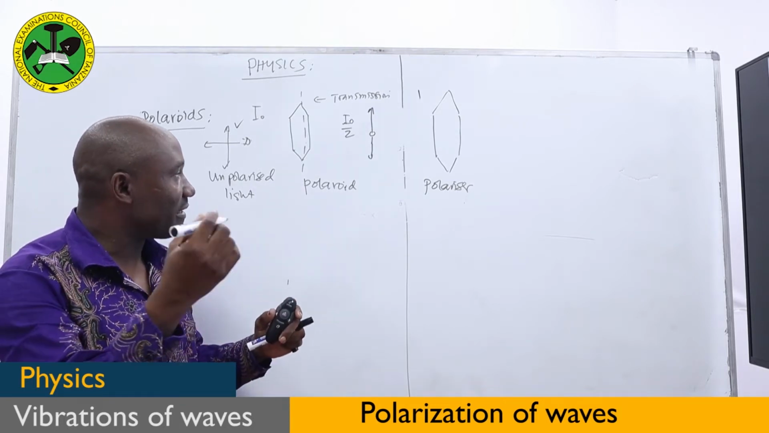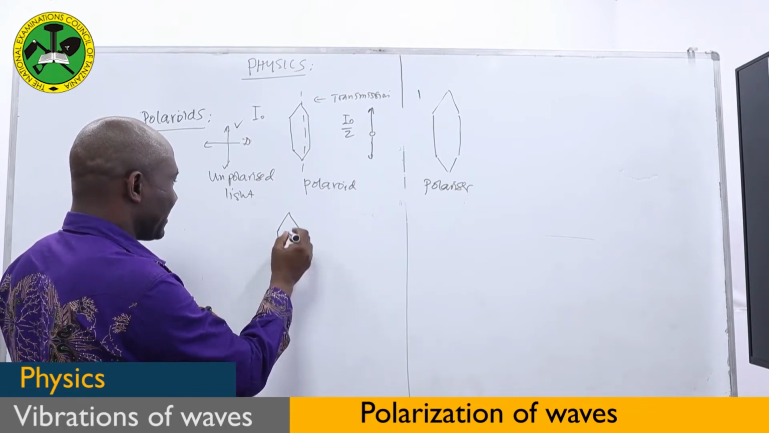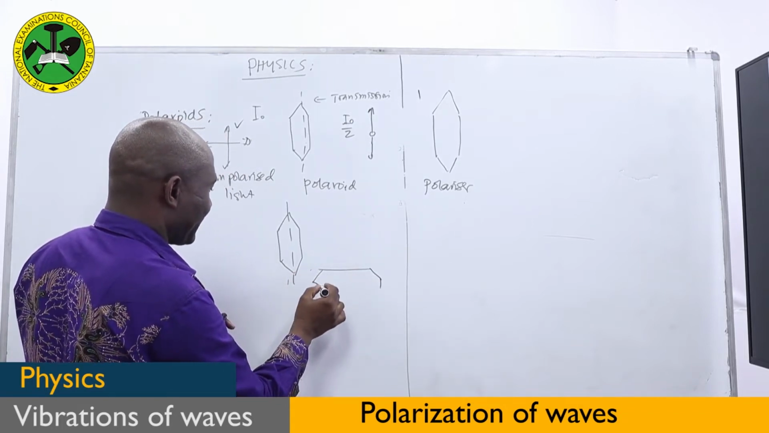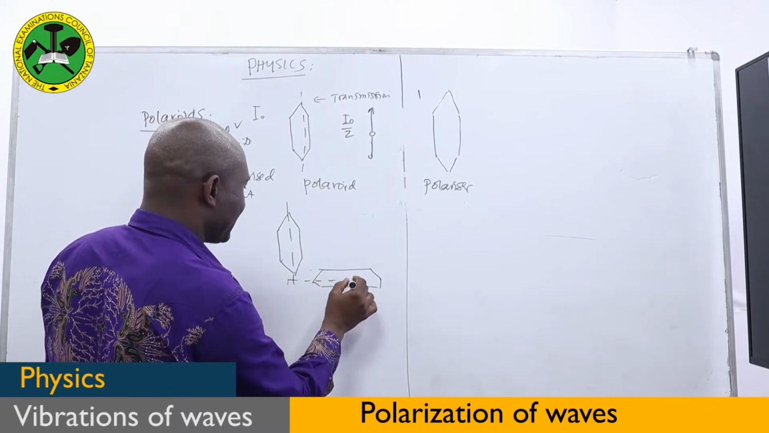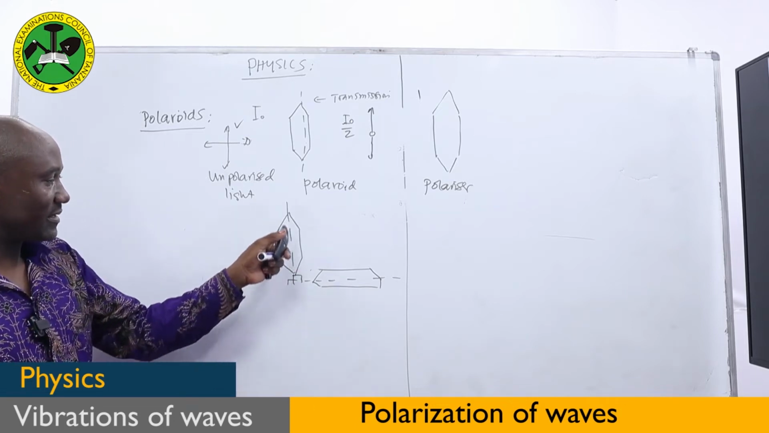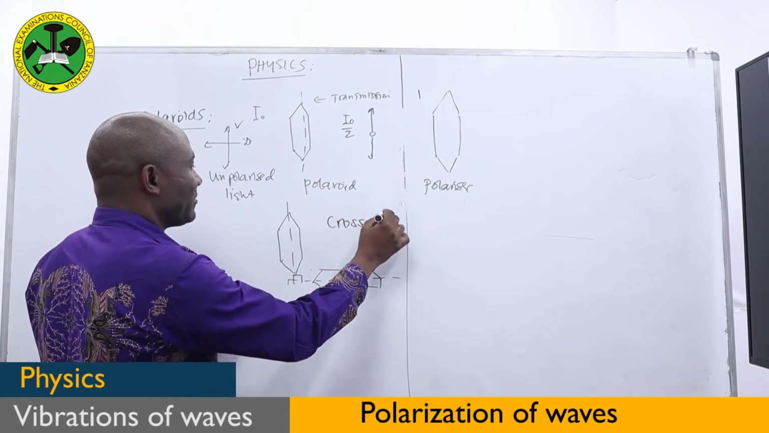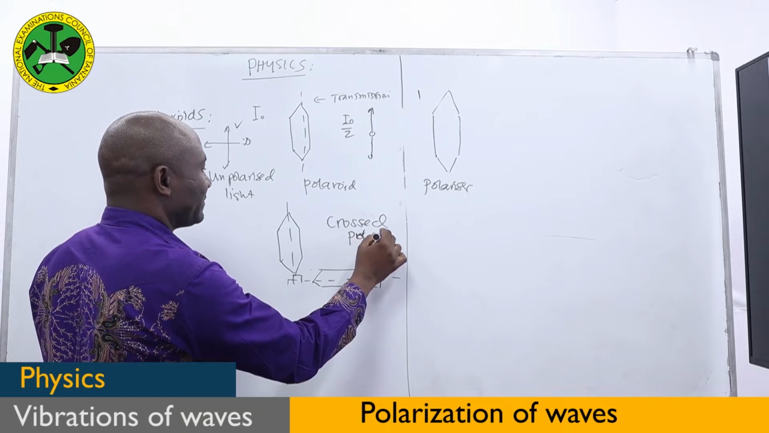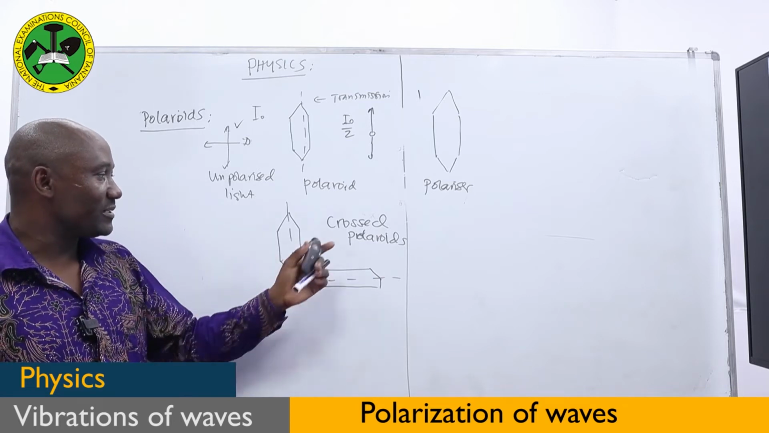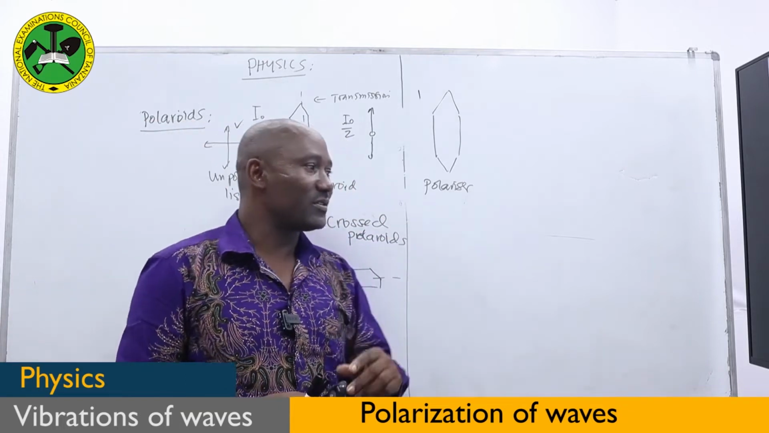Another terminology you should know: when you have two polarized like that, this is the first axis and another axis, so that the axes are at right angles. The two axes are said to be making 90 degrees. So these two polarized are given the name crossed polarized. Crossed polarized means the axes cross each other and make 90 degrees. So crossed polarized are polarized whose axes of transmission are at right angles.